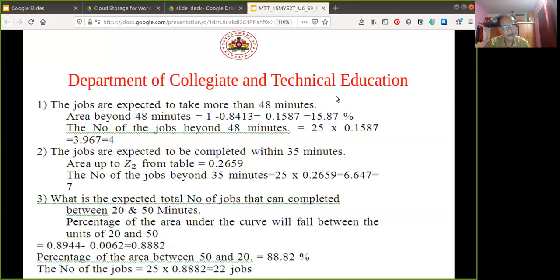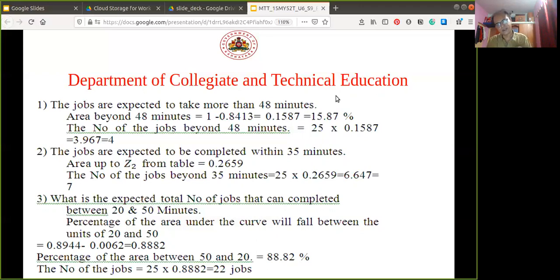You can see here, the area up to 50 minutes is 0.8944, and the area up to 20 minutes is 0.0062. When you subtract, it is 0.8882. So the percentage of the area between 20 and 50 minutes is 88.82. If I multiply this 0.8882 by 25, I'll get 22 jobs.